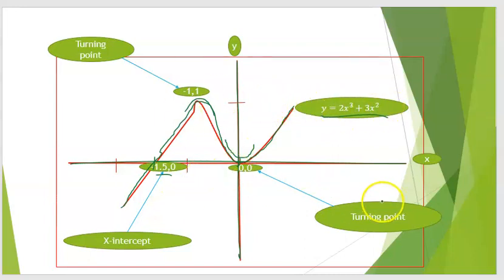So by so doing, we have sketched it. Remember, 0, 0 is the minimum turning point, and the other one is the maximum turning point, that is -1, 1, and -1.5 is the x-intercept, as you can see there. So this is now the sketch of that particular curve.